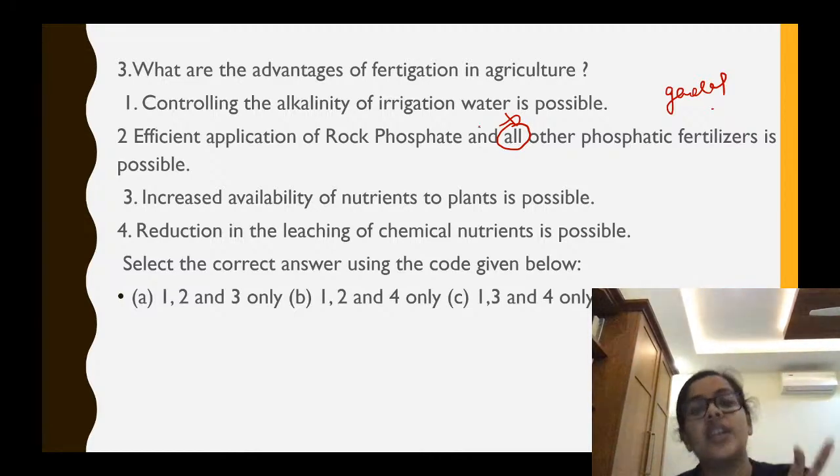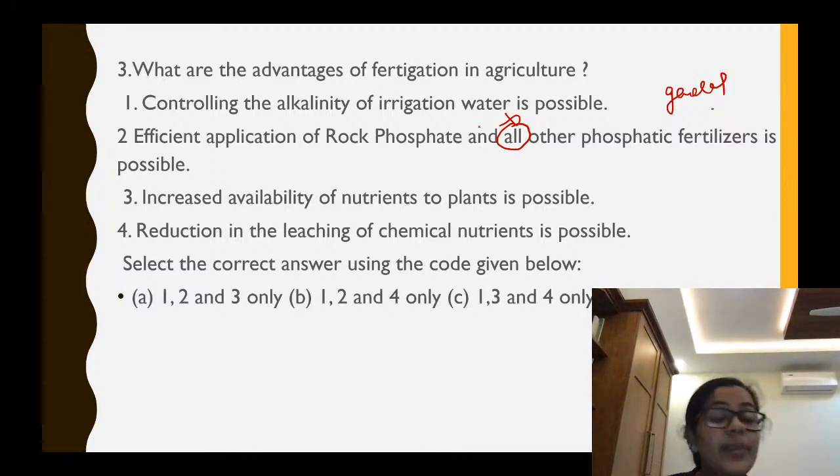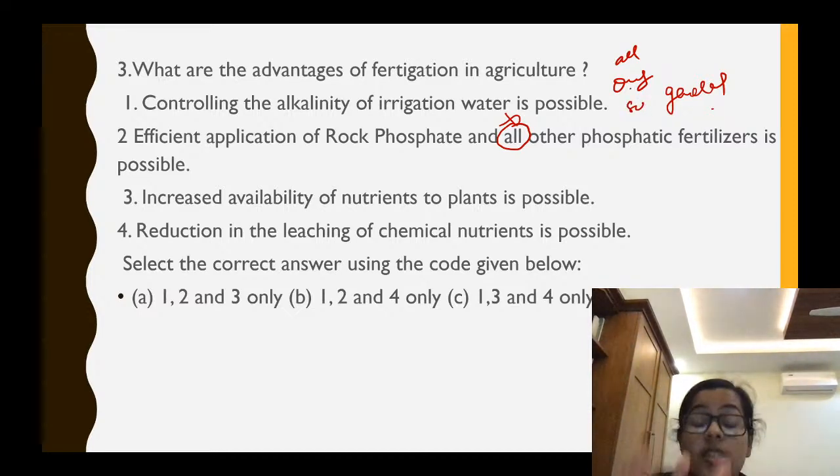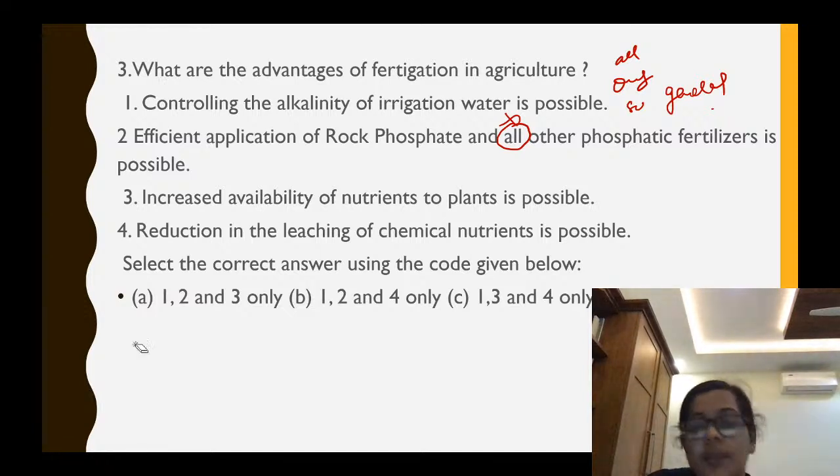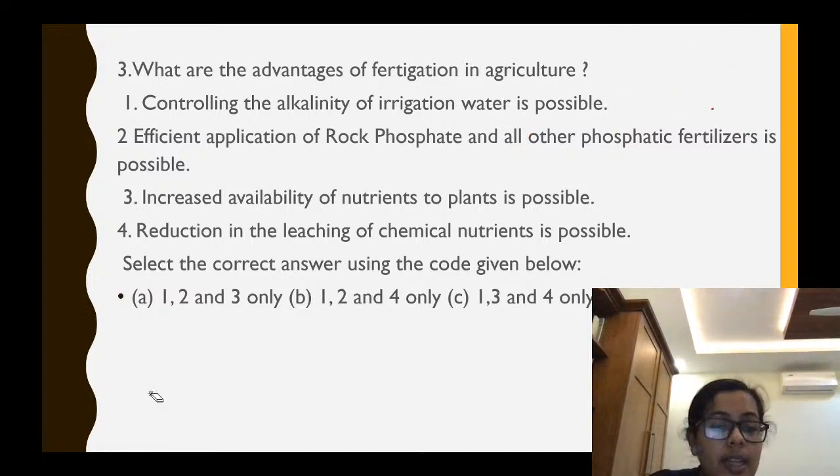We'll be discussing what fertigation is in detail, but if you don't know the answer, I'm telling you, repeating, what you have to do is avoid the general statement. General statements, like all, only, some, sometimes, are known as general statements. Avoid them, because UPSC always asks for a specific answer, not a general answer. So we are eliminating this sentence.